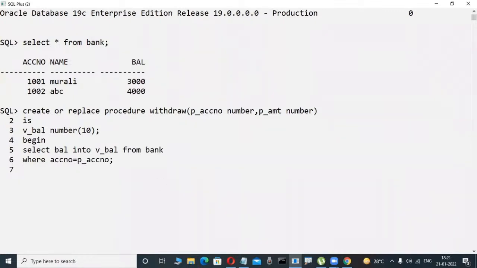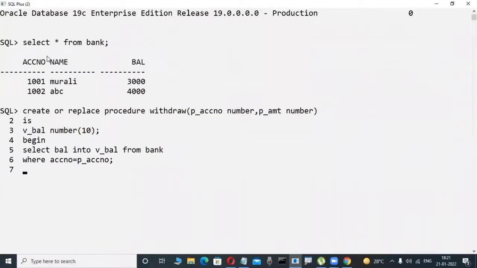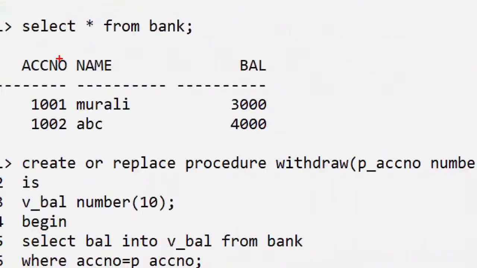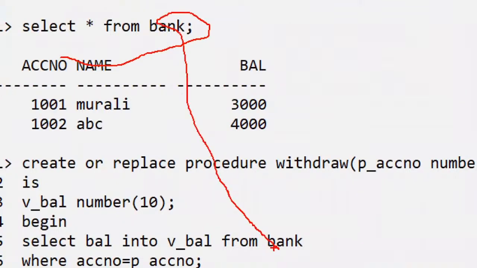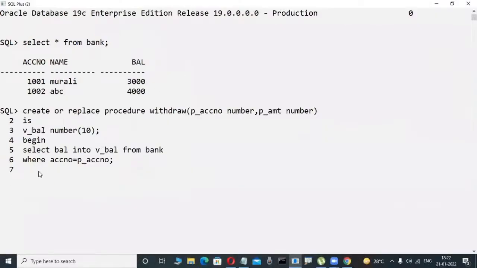Suppose observe here, bank is a table. In this table format, your transactions are stored. I'm using this table in this PLSQL code. Here I'm checking my balance through the account number. Whenever I insert an ATM card and try to withdraw 9,000, as in the previous case, that is the amount.